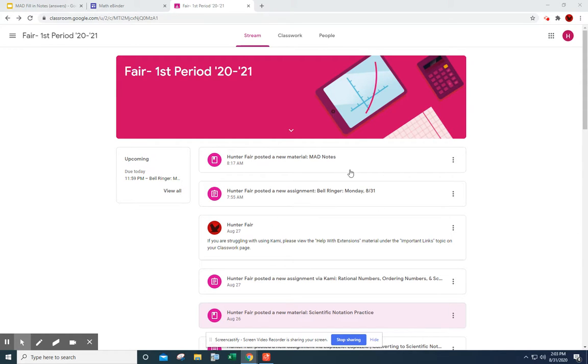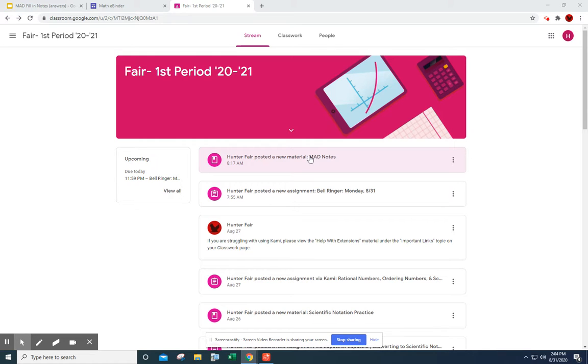Today you've got this bell ringer to do, and then you've got these notes to take. The bell ringer is a Google form where you just input your answers from this assignment, the rational numbers, ordering numbers, and scientific notation. It's going to grade that instead of me having to go through and grade all 80 of y'all's. You'll know immediately what you make, and then I don't have to spend time grading it. Works good for both of us.